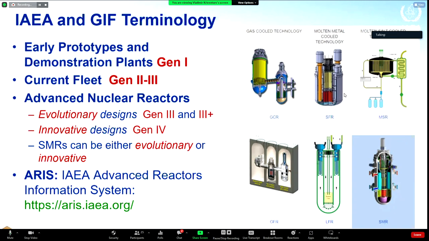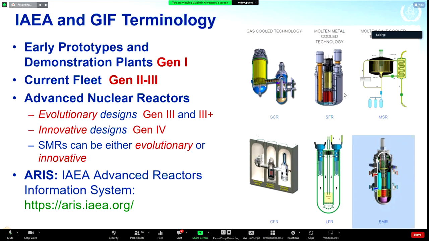Actually, Generation 3, 3 plus, and Generation 4 of GIF correspond to the evolutionary and innovative reactor designs as defined by the International Atomic Energy Agency. Evolutionary designs are advanced reactors with small changes in the design, just evolutionary changes, with no new technologies applied, mostly for the water-cooled reactors. Then a Generation 3 reactor becomes Generation 3 plus, according to the GIF terminology sometimes. And innovative reactor designs correspond to the Generation 4 terminology of GIF.